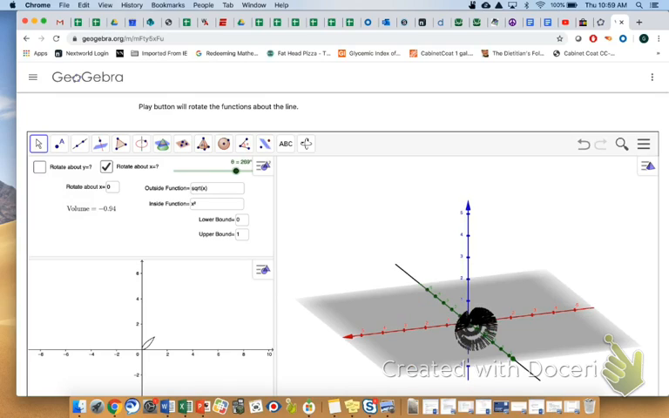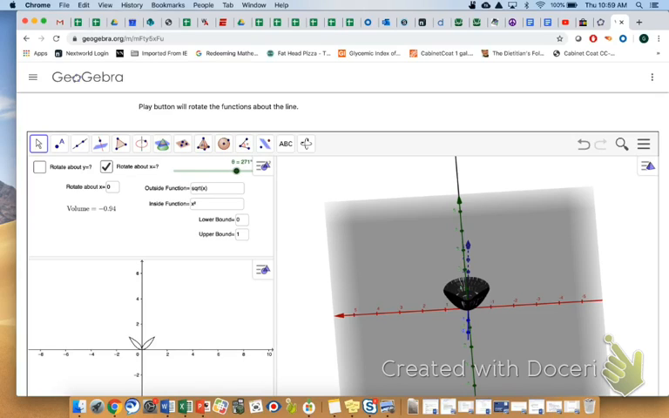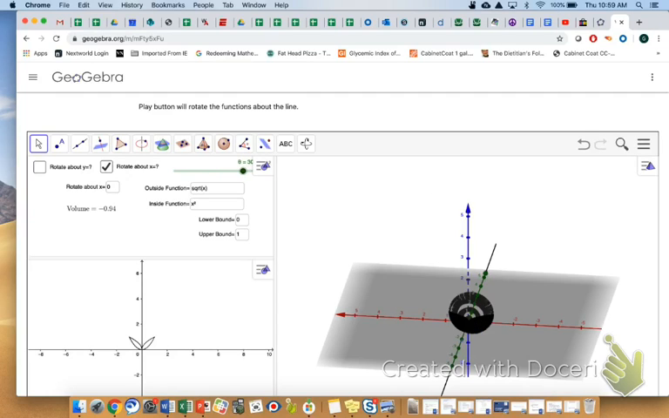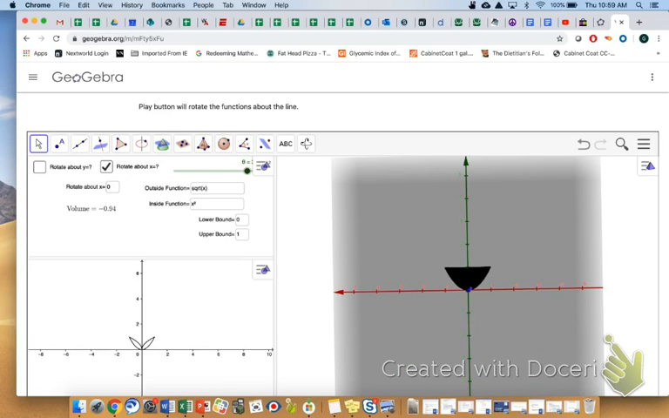You can see this bowl-shaped solid forming, but this is one of those solids that's not really a fully solid solid. It's got the big gap in the middle where you could actually pour water into it, and so you get this bowl-shaped thing. You can see it in all kinds of different orientations. What do you think? Does that make sense? Okay.